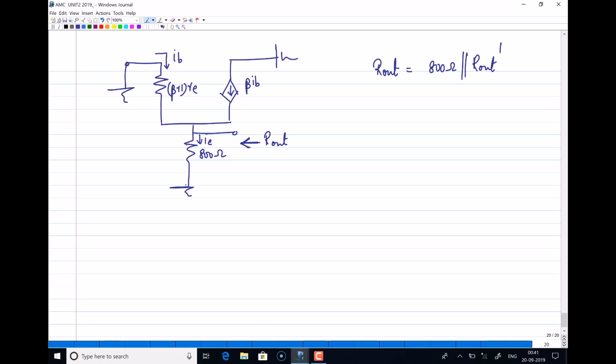So what I will do is I will keep this aside and I will connect a test voltage here, V test, and the current is I test. Both things are the same, right? So what I will do is, these two resistors are connected in parallel.